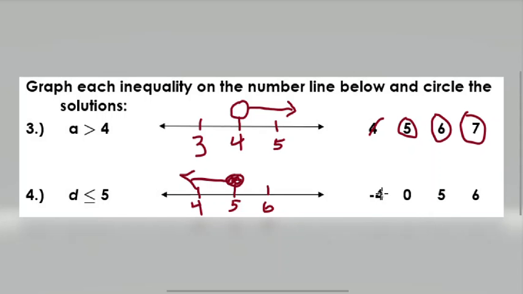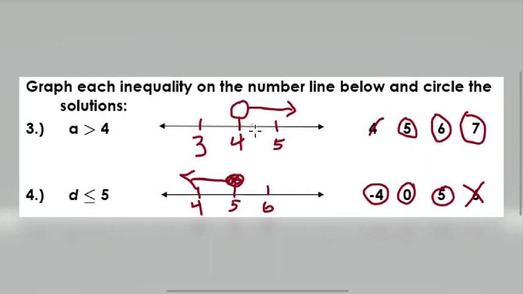So what answers are less than 5? -4 is less than 5, so that works. 0 is less than 5, that works. 5, it says less than or equal to 5, so that could be a solution. But 6 is greater than 5, so it can't be 6.